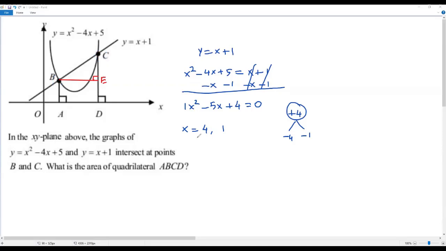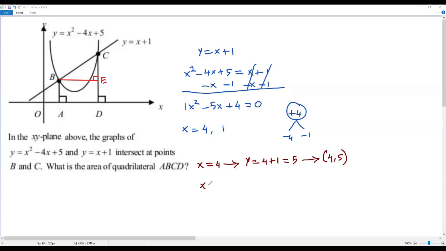Okay, to find the corresponding y coordinate, we need to plug in x equals 4 and x equals 1, either into the equation of the parabola or the equation of the line. So better we can plug in x equals 4 and 1 into the equation of the line, y equals x plus 1. It will be easier for us to do the calculation of y. So let's plug in x equals 4 into the equation of the line, that is y equals 4 plus 1. I'm getting 5. So the point I'm getting over here is (4, 5).